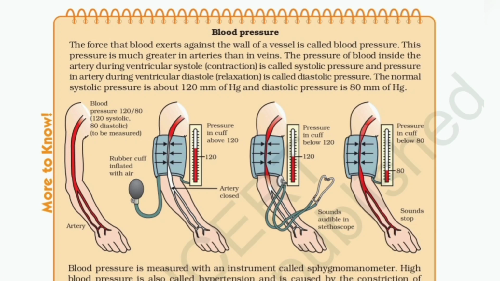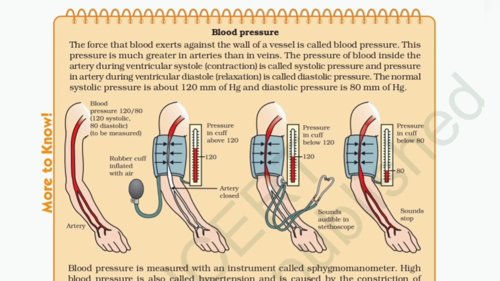Blood pressure. The force that blood exerts against the wall of a vessel is called blood pressure. This pressure is much greater in arteries than in veins. The pressure of blood inside the artery during ventricular systole, contraction, is called systolic pressure, and pressure in artery during ventricular diastole, relaxation, is called diastolic pressure. The normal systolic pressure is about 120 mm of Hg and diastolic pressure is 80 mm of Hg. Blood pressure is measured with an instrument called sphygmomanometer.